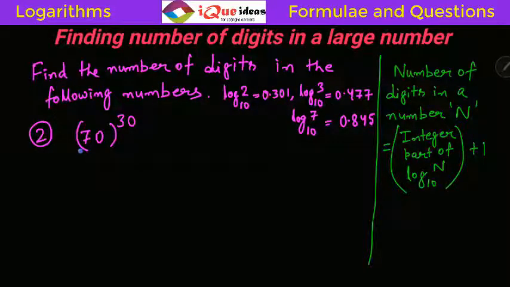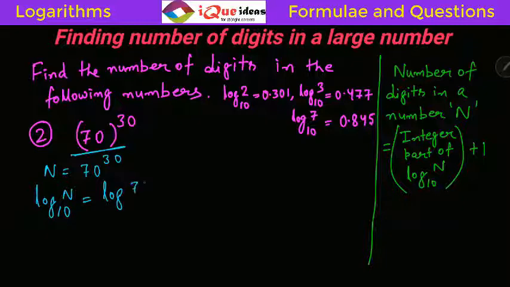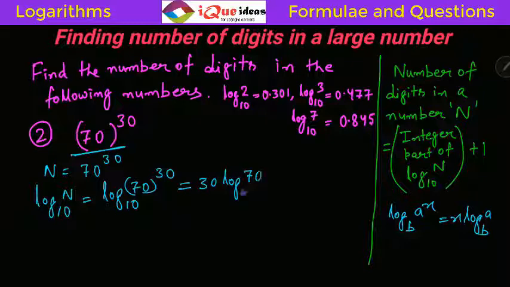Now our second number is 70 raised to the power 30. Right, so let's say this is n equal to 70 raised to the power 30. So let's straight away try to find the log of this value. So log of n to the base 10, this will be equal to log of 70 to the power 30 to the base 10. As we have just done the rule, log of a to the power x to the base b is equal to x log a to the base b. Here also the power 30 will come out, so it will be 30 log 70 to the base 10.